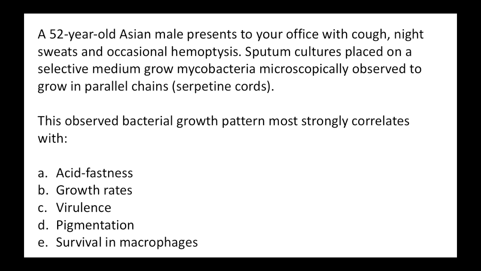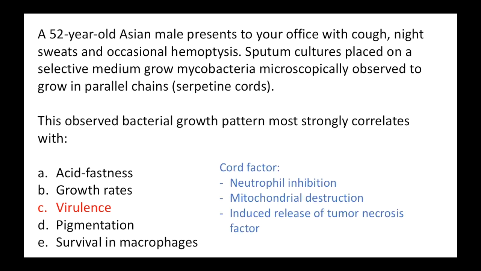Okay, agree. I got 2 for C. Tulsi? I agree too. C is correct. So what are we referring to here? Okay. Yes, cord factor. This guy is important for neutrophil inhibition, mitochondrial destruction, and induced release of tumor necrosis factor. So the important thing here is your parallel chain serpentine cords. This happens in vitro, not IV, in vitro.